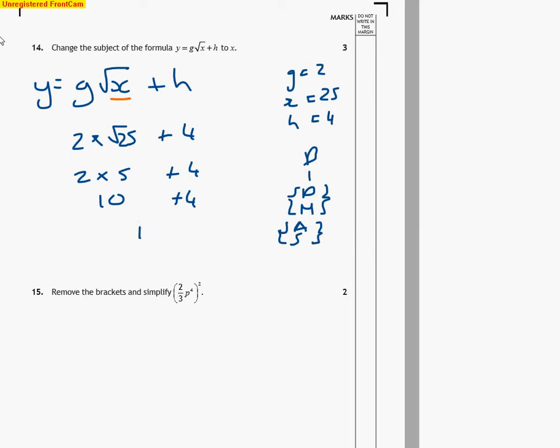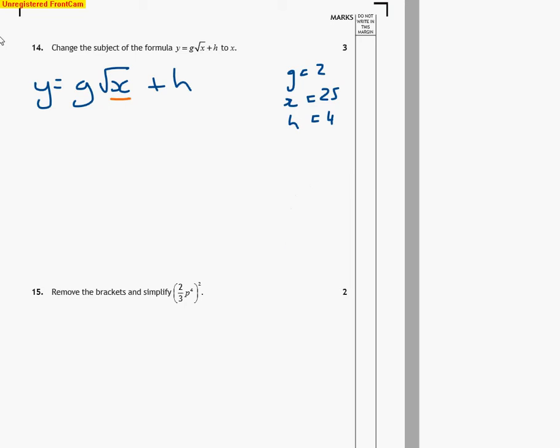So if you're ever confused and you think, I'm not quite sure what to do, just put some numbers in and say, how would I work this through logically, as normal, and then you're just doing the opposite. Like I said, we did the h at the end, so I want to do the h first now. So y minus h is equal to g root x.